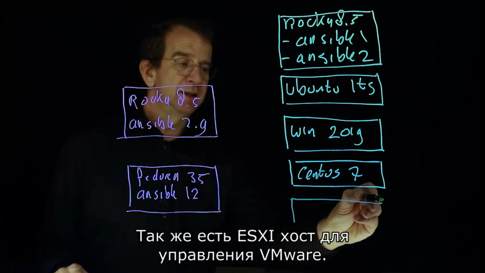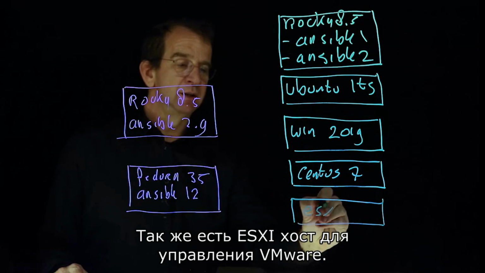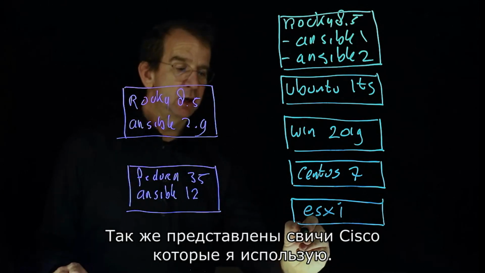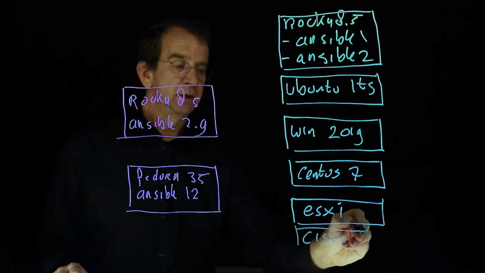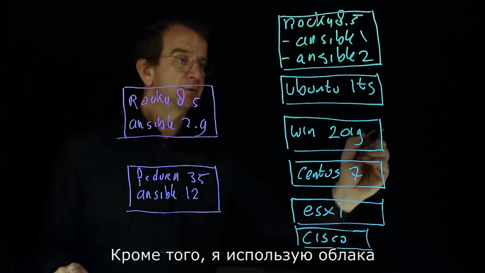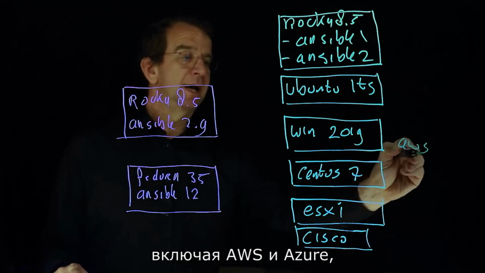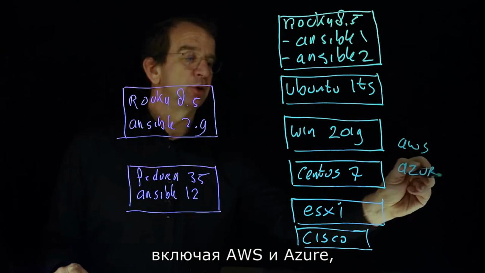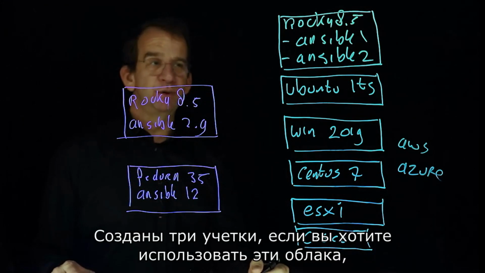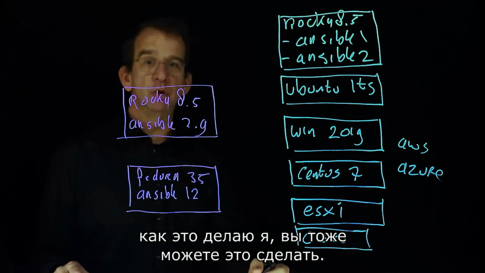There is an ESXi machine for managing VMware. And then there are some Cisco switches that I'm using. And apart from that, we also have cloud, including AWS and Azure. AWS and Azure, of course, that should be easy. There are free accounts if you want to use all of them.